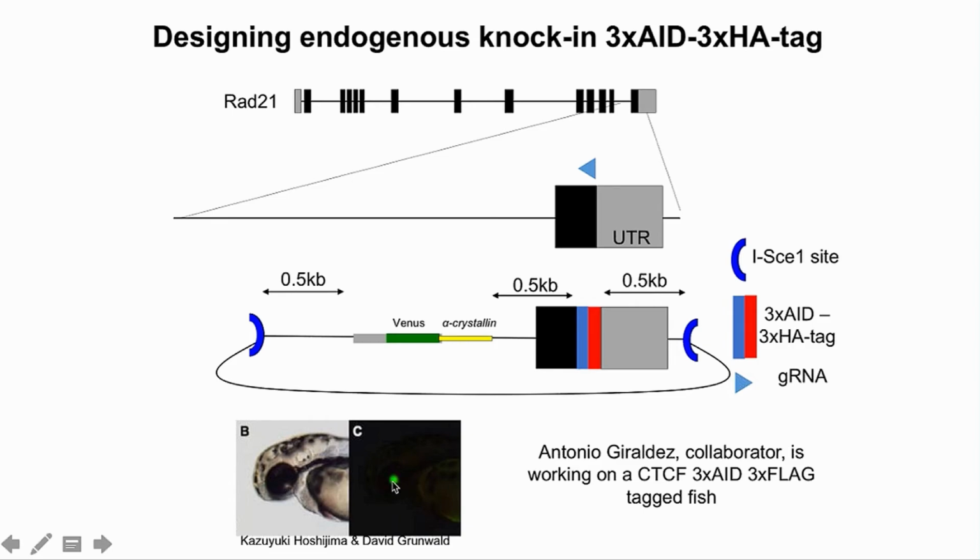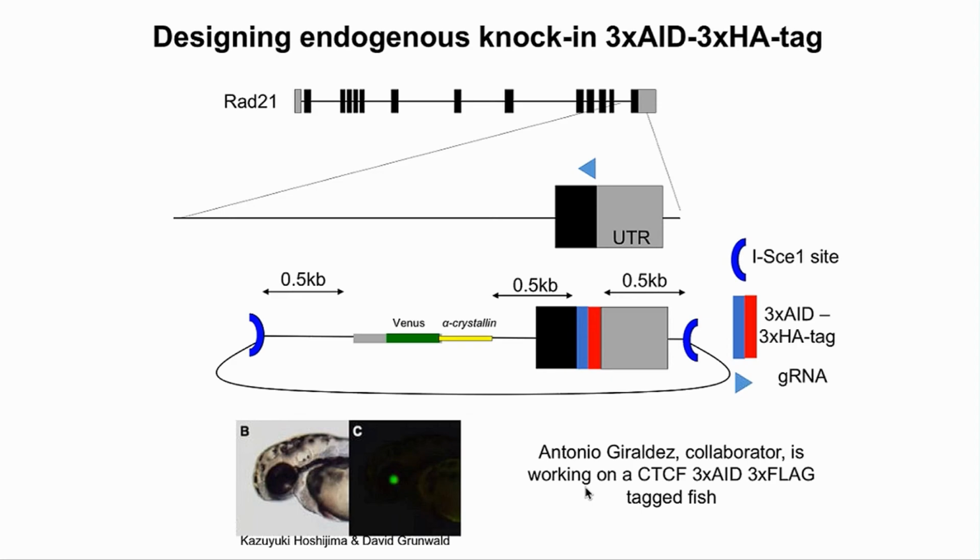And we are collaborating here both with Antonio and also with David Grunwald and Kazuyuki Hoshijima here at Utah, who are experts in doing recombination in early zebrafish embryos. And we are having some preliminary success on these methods of integration and tagging. And our plans are to move these even further forward with those two groups so that we can have in vivo tagged versions of these to do both chromatin IP and PLAC-seq approaches.